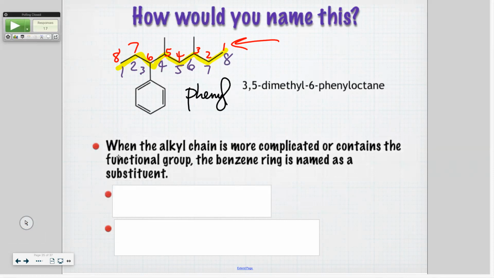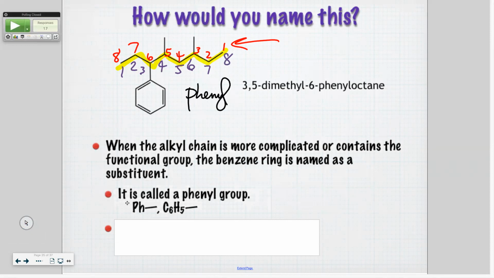When the alkyl chain is more complicated or contains the functional group, the benzene ring is named as a substituent. It is called a phenyl group. You will also see it written as Ph, capital P, little h, or C6H5. That is a shorthand for the benzene ring.